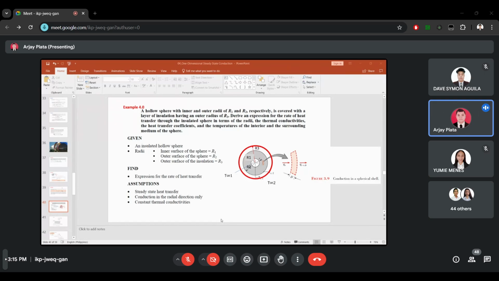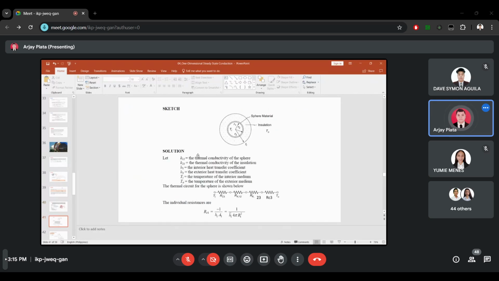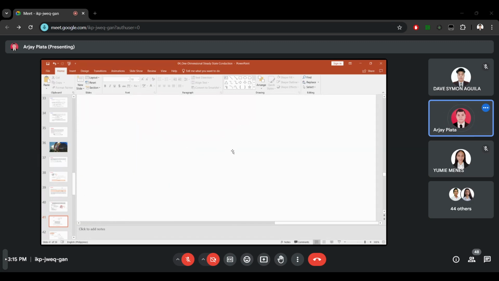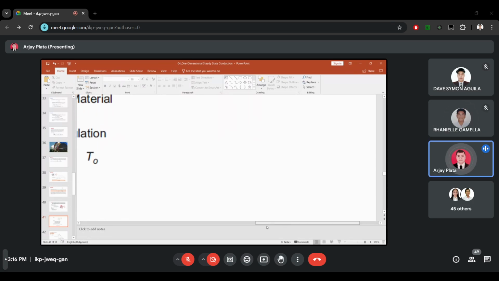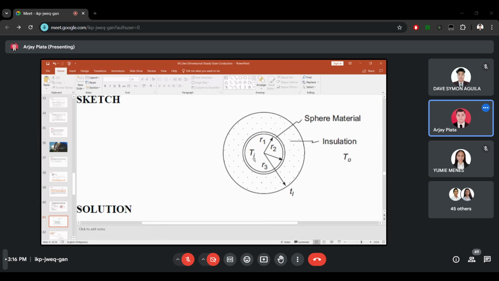Okay, so since no one wants to volunteer, I'll just discuss. So assumptions: steady state heat transfer, conduction in radial direction only, and constant thermal conductivities. So this is our sketch. As you can see here in our sketch, we have a fluid inside the sphere. So we have fluid outside and fluid inside. That's why we have Ti and To.